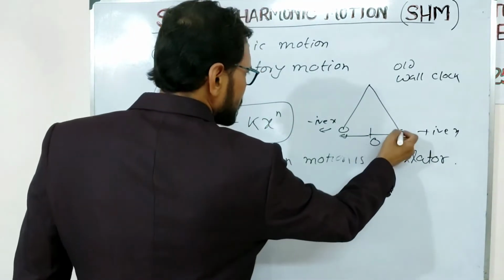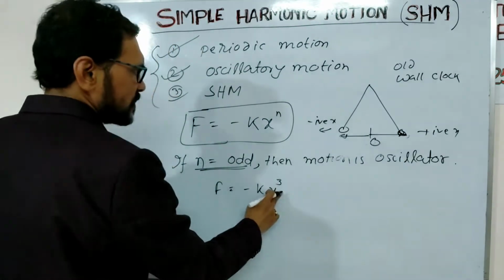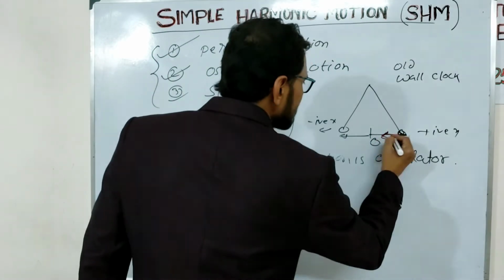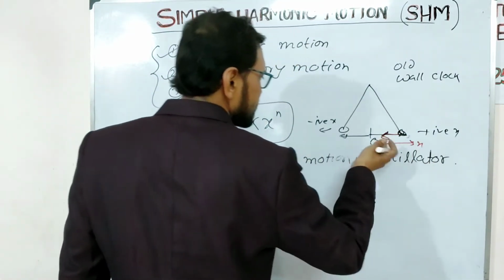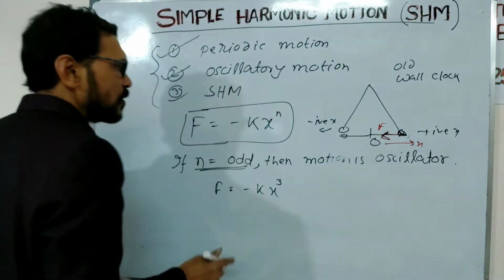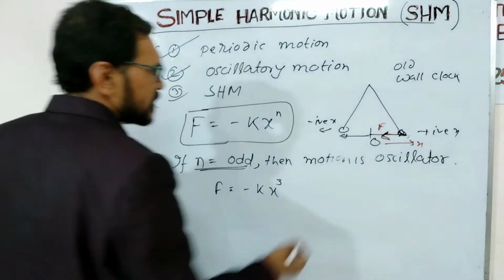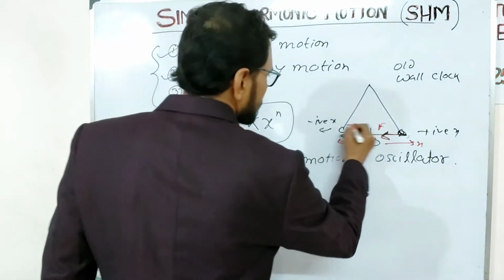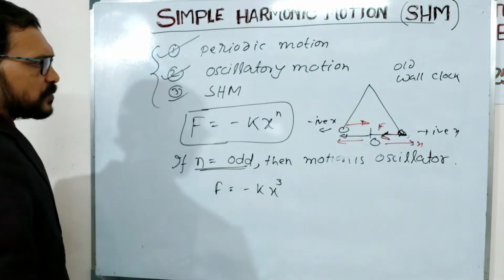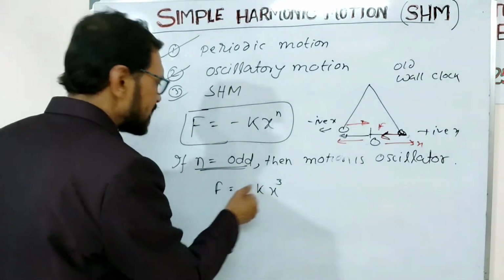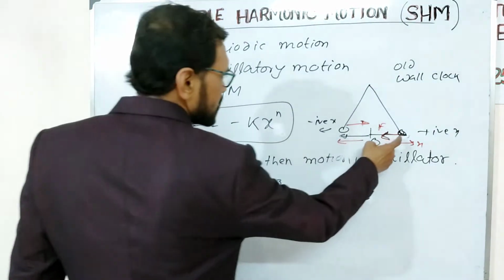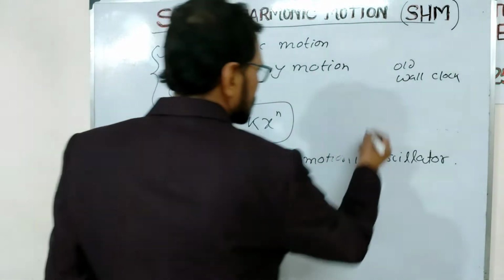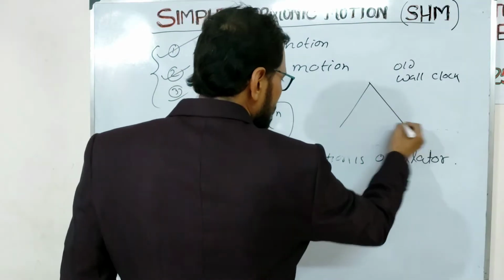If the bob is here, that is x is positive, then the direction of force is along this direction. So x is in this direction and force in this direction, that is, force is always opposite to x. Now here x is negative. If x is negative, then force is positive. The force direction is this. So x and F are in opposite directions. So this is oscillatory motion, pendulum motion.